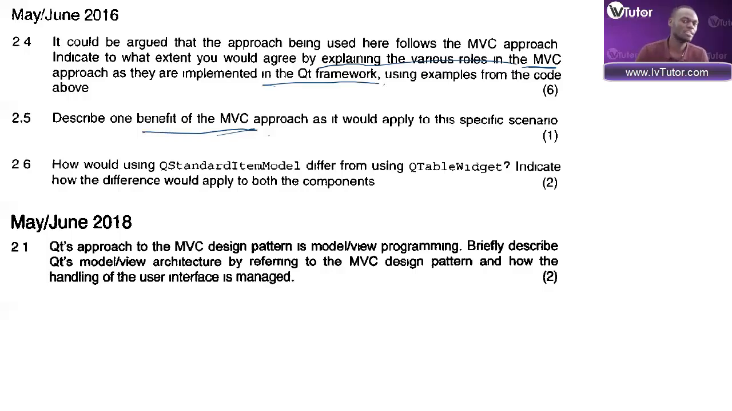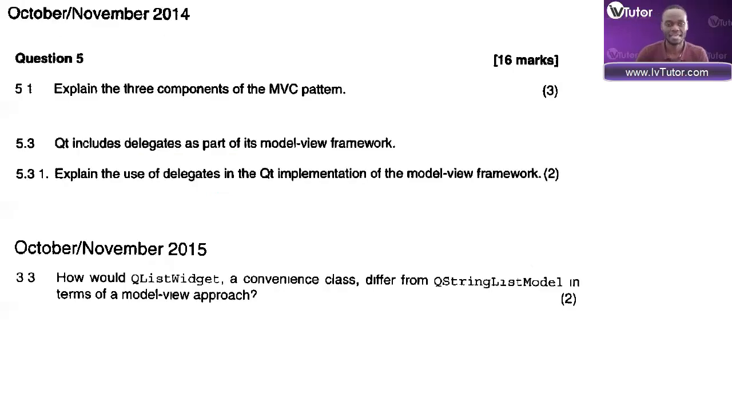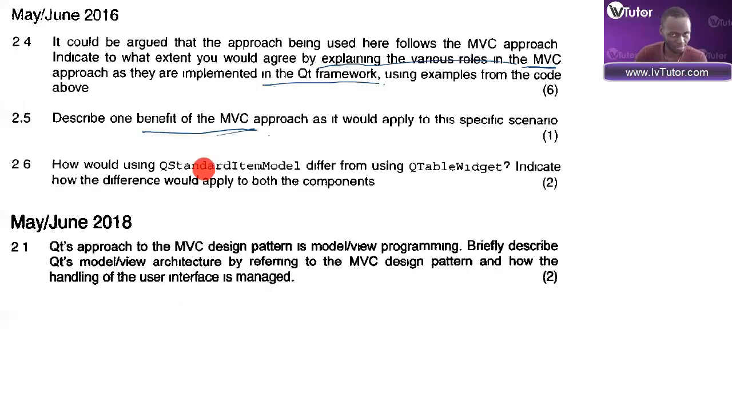How would using a QStandardItemModel differ from using QTableWidget? Indicate how the difference would apply to both the components. So this question is exactly the same as this question. The only difference being that here you are using a QListWidget versus a QStringListModel. Here you are using a QStandardItemModel versus a QTableWidget. And the main difference is how the difference would apply to both components.